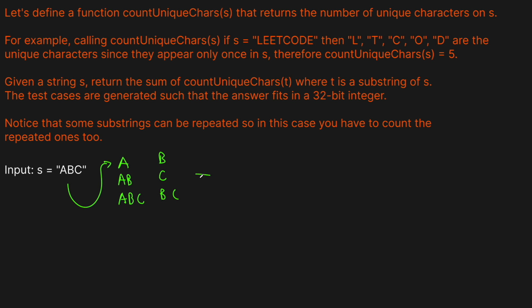Now, what are their lengths? A has a length of 1, B has a length of 1, C has a length of 1, obviously AB has a length of 2, ABC has a length of 3, and BC has a length of 2. So if we add all this up, 1 plus 1 plus 1 is 3, plus 2 is 5, plus 3 is 8, plus 2 is 10. So we would return 10 here.